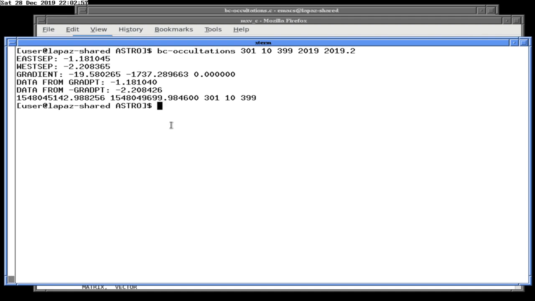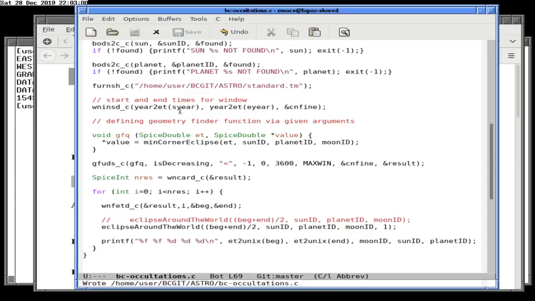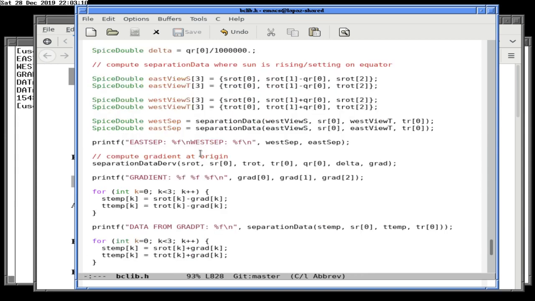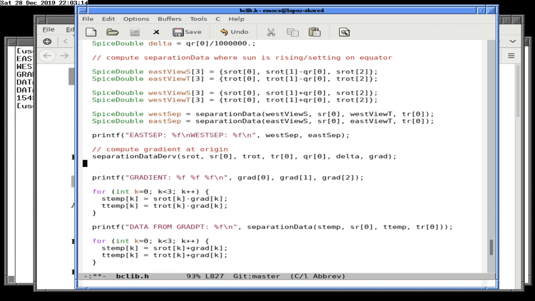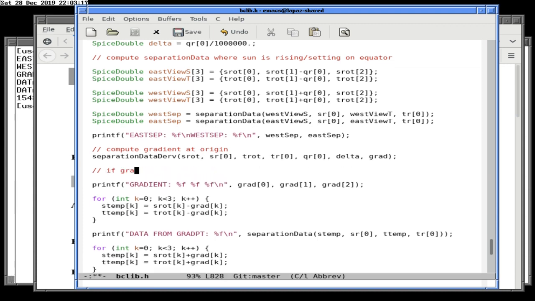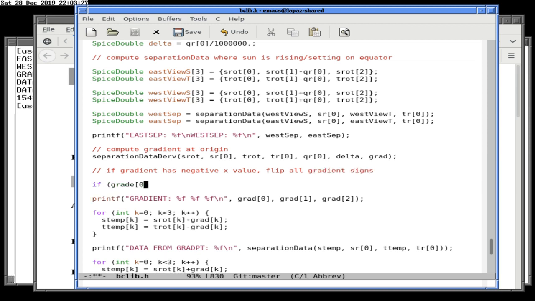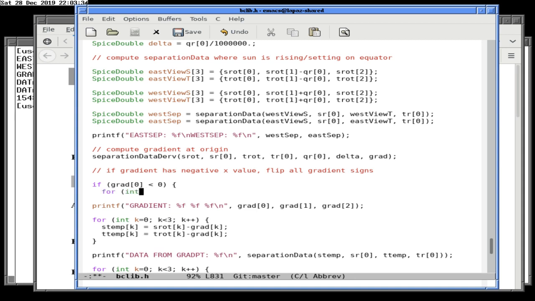Okay, getting pretty close here to being able to return a value, and then use GFQ to search for a value instead of using min corner eclipse, which we've decided is wrong. Okay, so let's do this here. All right, well, let's just do this. If gradient has negative x value, flip all gradient signs. Okay. If grad 0 less than 0, then for int i equals 0, i less than 3, i plus plus, grad i times equals minus 1, end if and for.